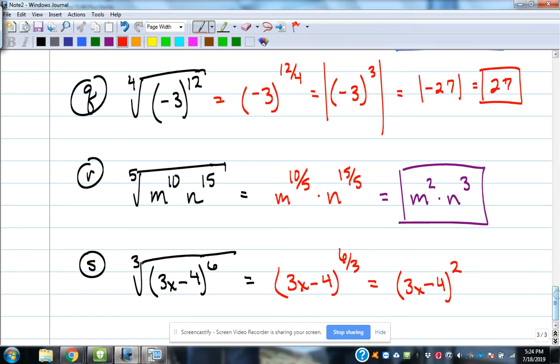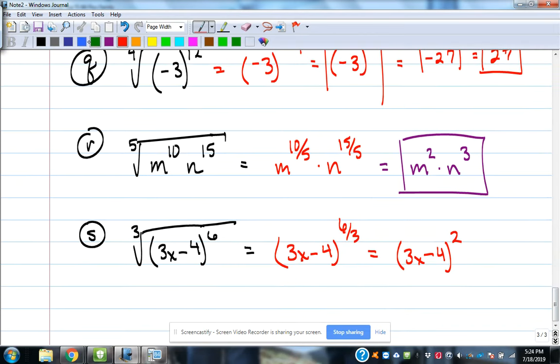Can I multiply that out? Yeah, you could. You could multiply out 3x minus 4 squared. That would be 3x minus 4 times 3x minus 4. You might see this as an answer, but you could end up having to multiply it out. It just depends on the problem.